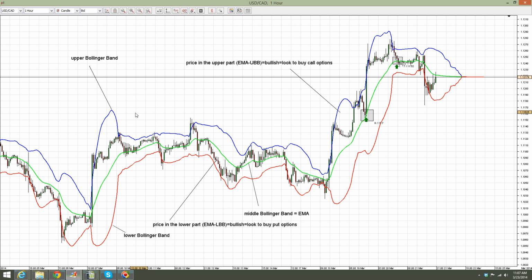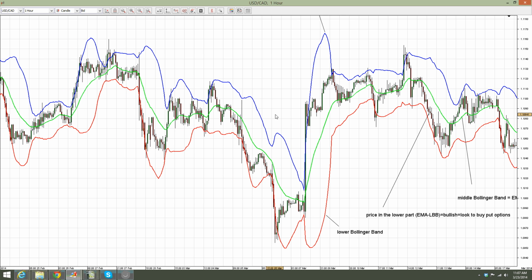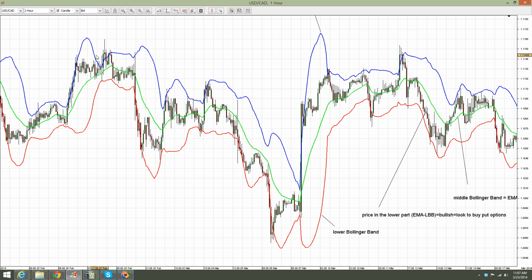Let's look at some bearish examples here. As you can see, this is what is happening again as the market prepares for a break. You wait for the break, and the break is coming, as you can see, and then you want to go and buy put options because price is in the lower part of the channel here.